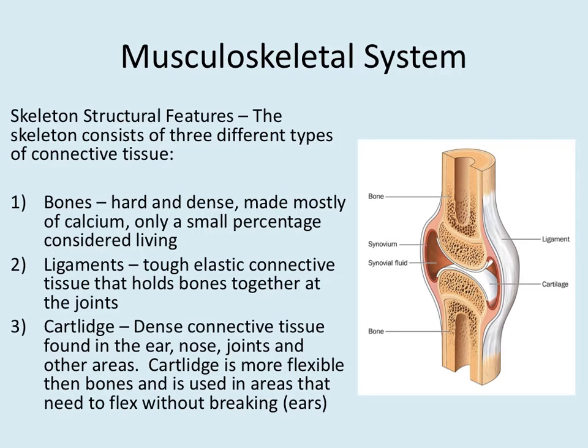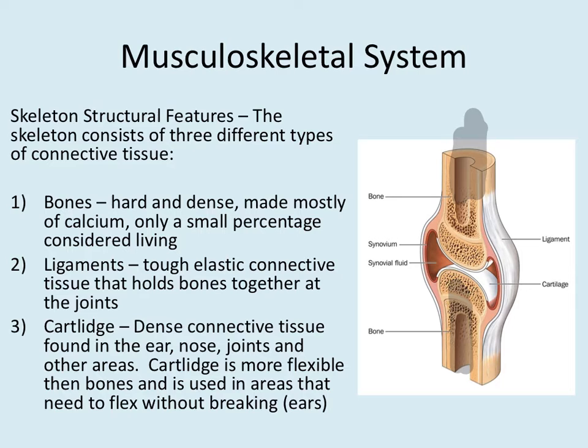So specifically talking about the skeleton, there's a couple of structural features of the skeleton. They consist of three major types of tissues. If you look over at the picture on the right here, there's three major types of tissues that we're going to be looking at. The first one is the bone. If you look at the picture that I'm drawing here, these are the actual bone part. Okay, it's the solid part.